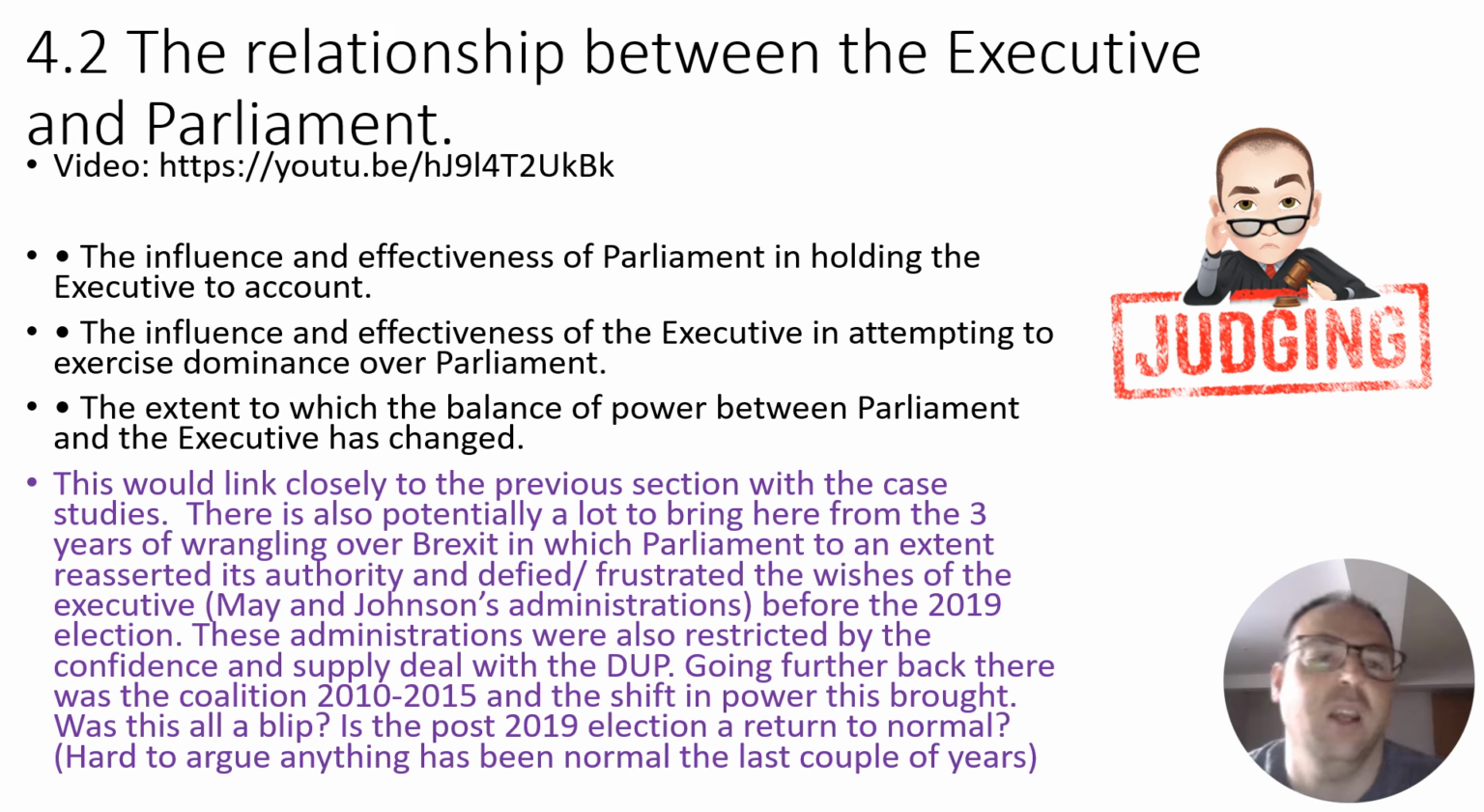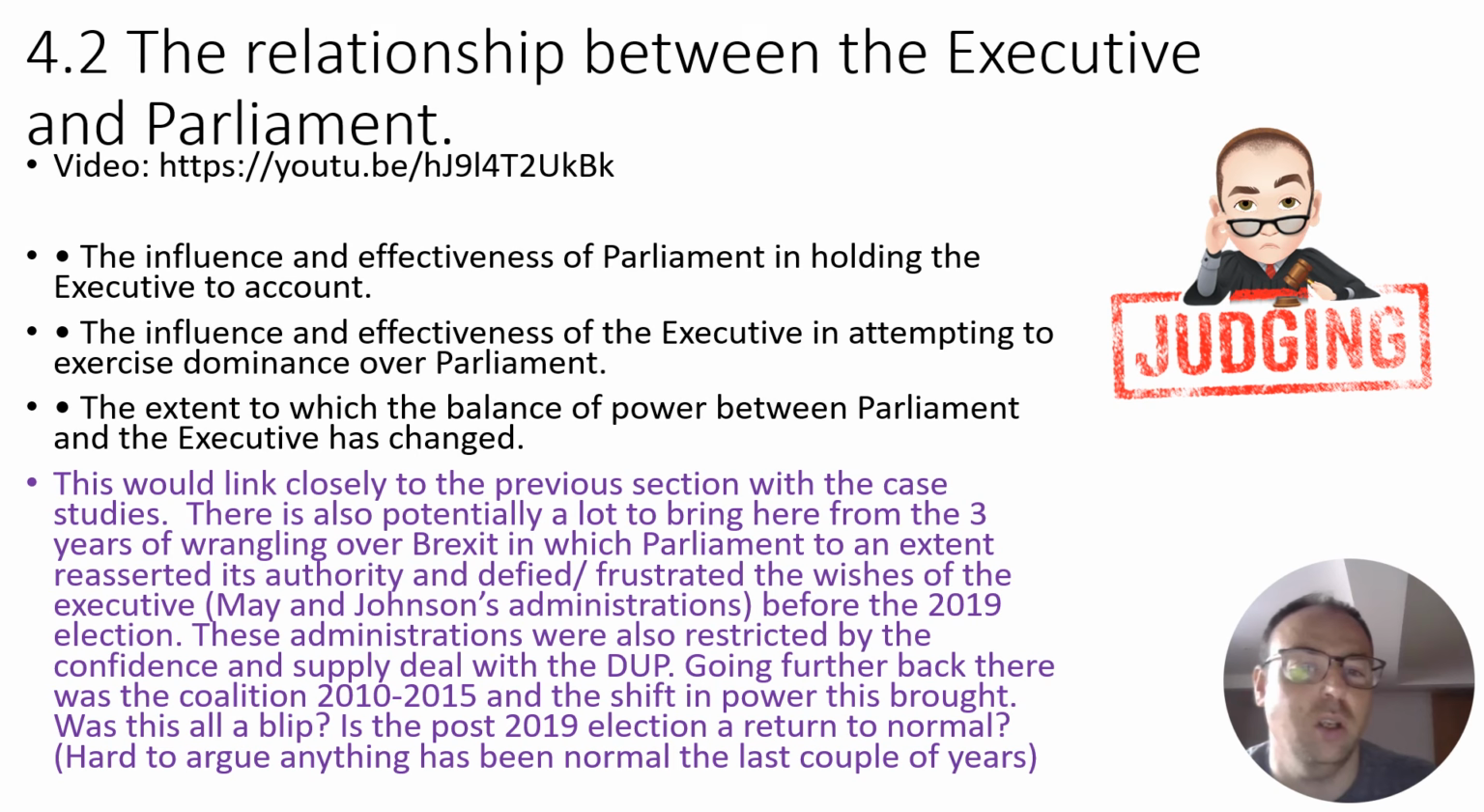And this links us into 4.2, this relationship between the executive and Parliament. So the influence and effectiveness in Parliament holding the executive to account, the influence and effectiveness of the executive in attempting to exercise dominance over Parliament, the extent to which the balance of power between Parliament and executive has changed. So again, all that stuff I've just been talking about all fits in with this.